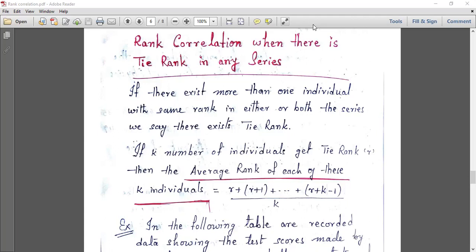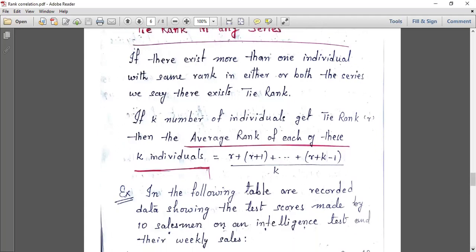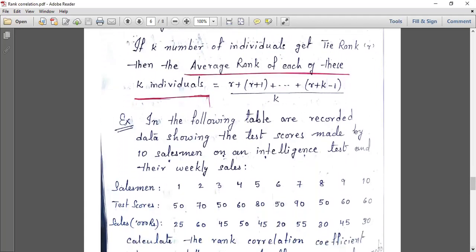That means if R is the tie rank among k individuals, then we will take it as R, R plus 1, R plus 2, likewise up to R plus k minus 1, divided by k, if there are k number of individuals having the tie rank R. Now let us check out a particular problem, then it will be easier for us to get the clarification.